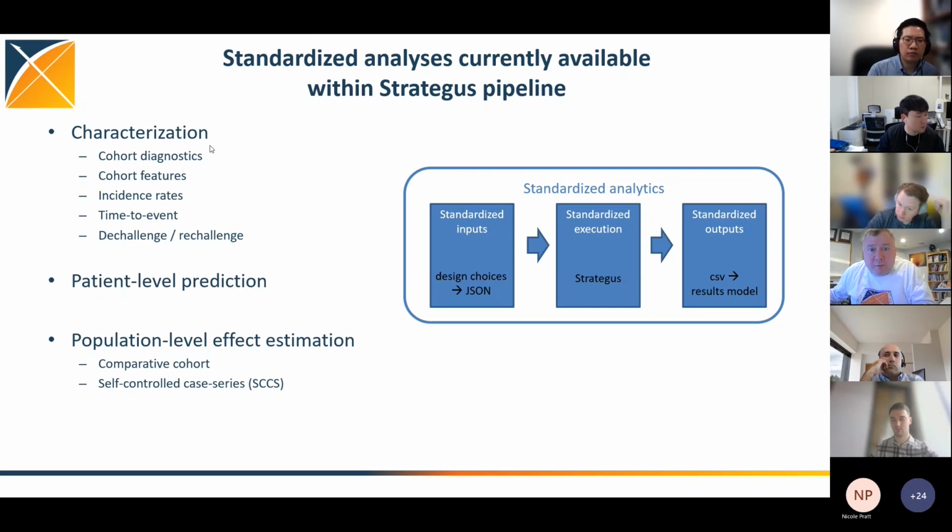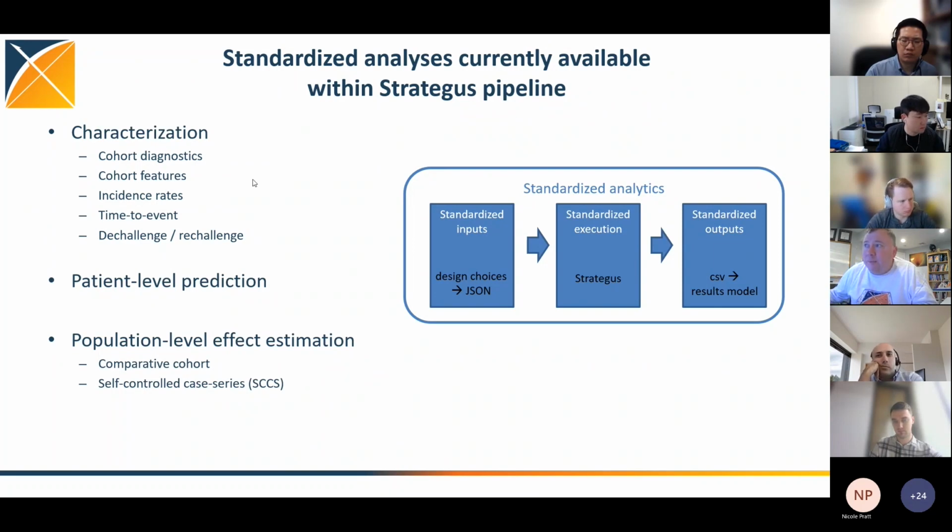So currently within our strategist pipeline, we have modules that are available for performing characterization-based analyses. So these are anything that's associated with a descriptive statistic. We have modules for patient-level prediction, so the application of machine learning algorithms to try to predict future outcomes for patients. And then we have multiple modules for population-level effect estimation, so performing causal inference on the data sets.